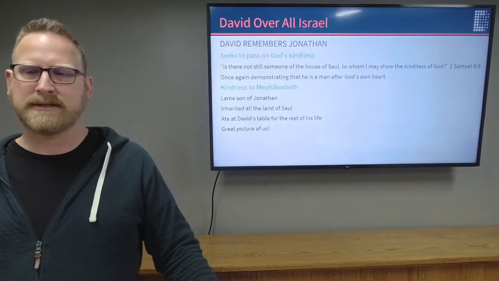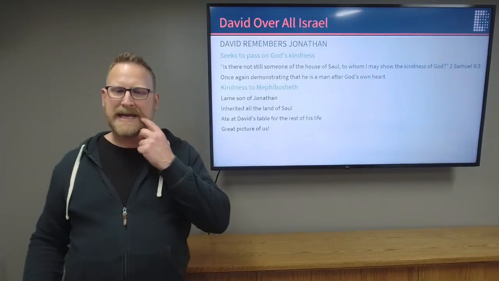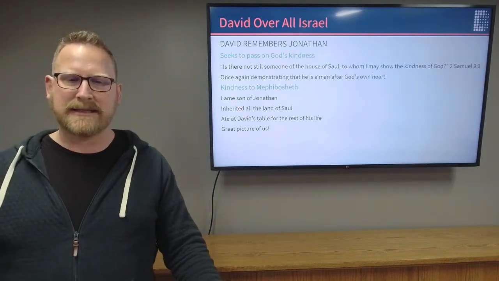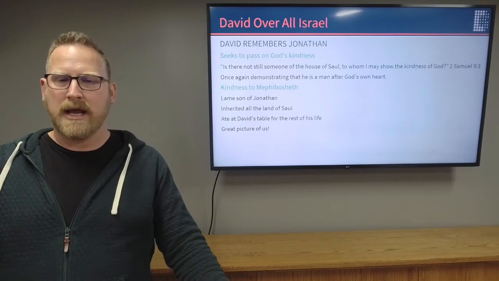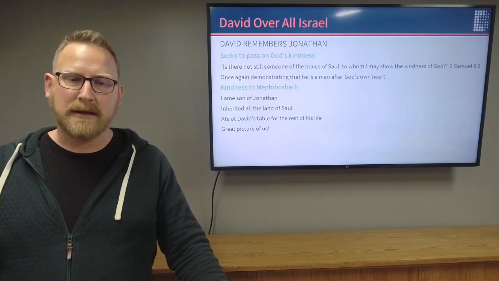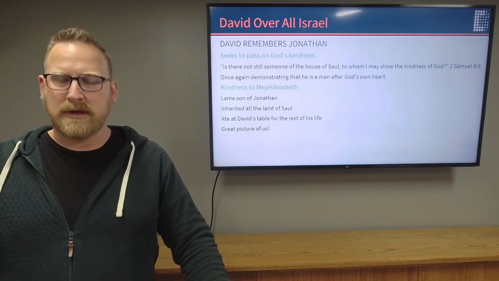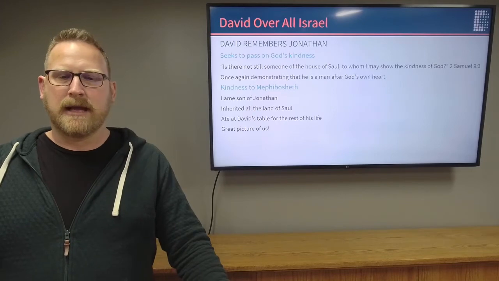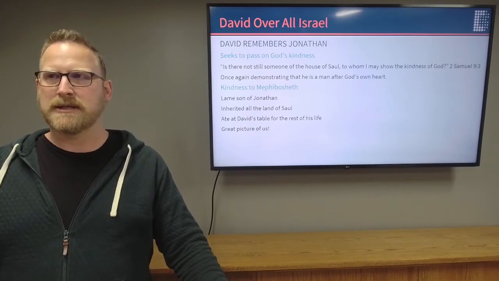Now, when David comes to this full power, he seeks to pass on God's kindness, and he basically asks, is there still someone from the house of Saul that I can show kindness to? And this shows he's a man after God's own heart. The grace he receives, he wants to give. And so the one that's brought to his attention is Mephibosheth.